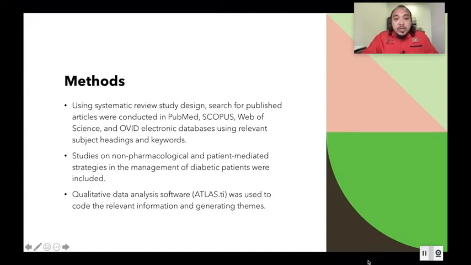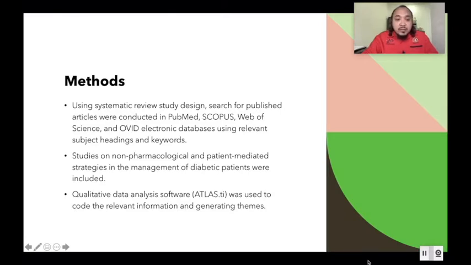An article search was conducted in 4 electronic databases, namely PubMed, Scopus, Web of Science, and Ovid, using relevant subject headings and keywords. A manual search was also done on the reference lists of all identified articles to obtain all possible relevant studies. The inclusion criteria for articles were reports of non-pharmacological and patient-mediated strategies in the management of diabetic patients as defined in previous studies.